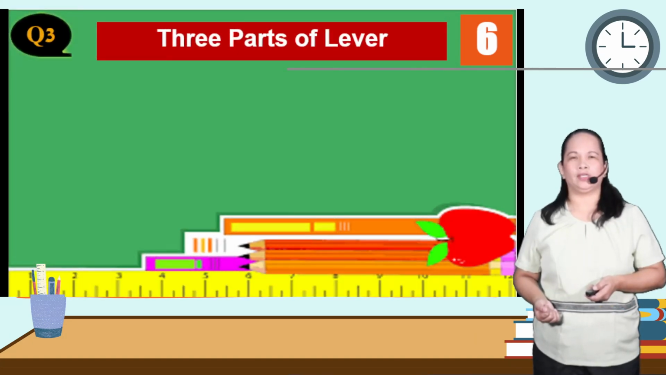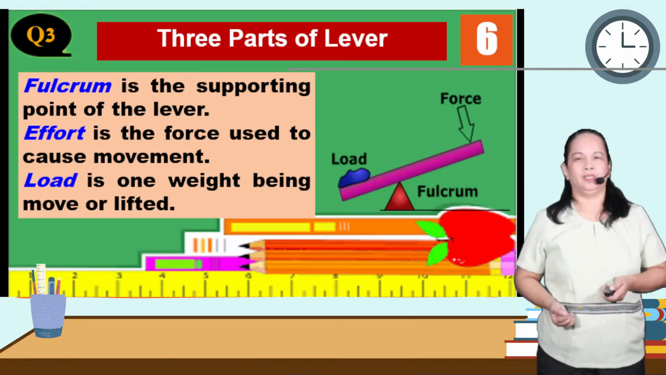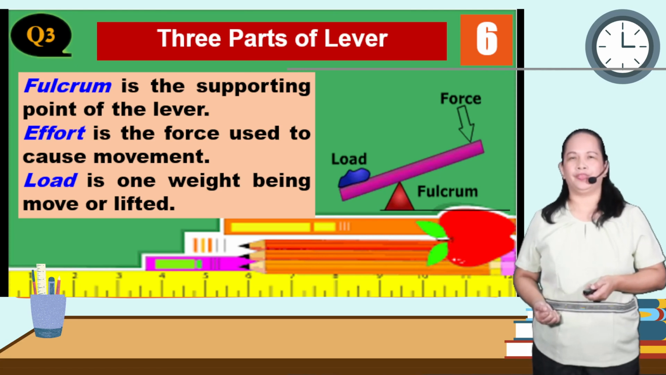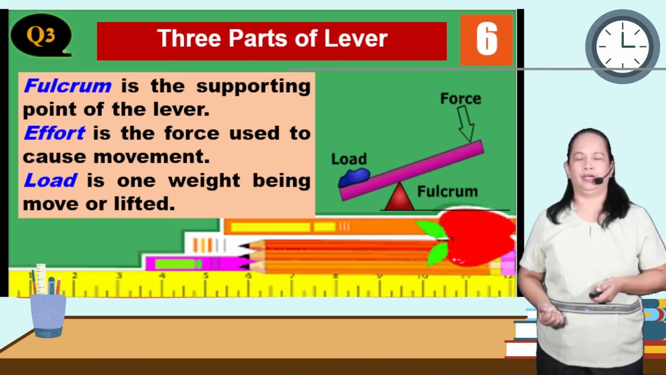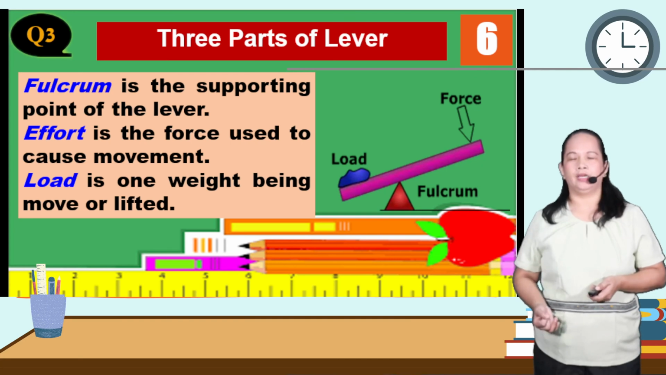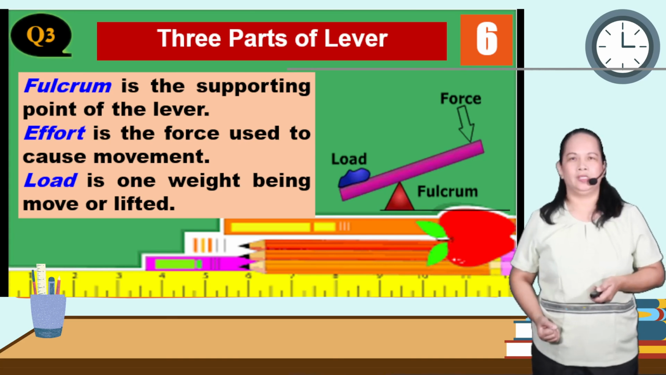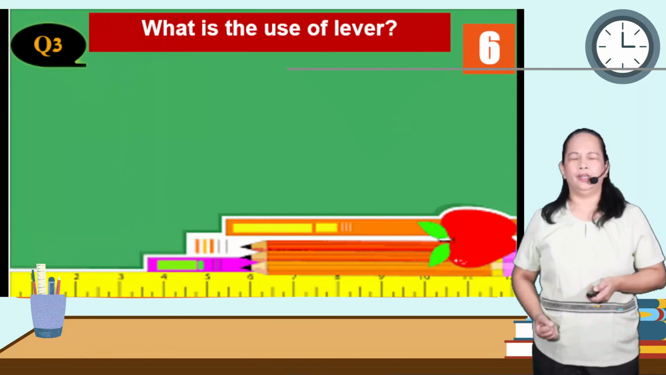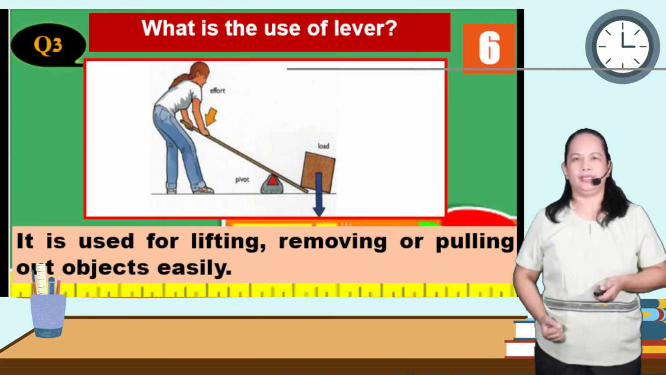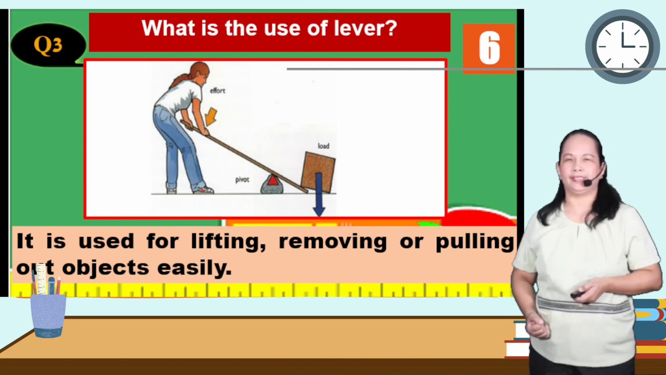Now, again, there are three parts of lever. We have the fulcrum. Fulcrum is the supporting point of the lever. And then we have the effort. Effort is the force used to cause movement, while the load is the weight being moved or lifted. So, these are the three parts of lever. Now, what is the use of lever? Yes, the lever is used for lifting, removing, or pulling out objects easily.